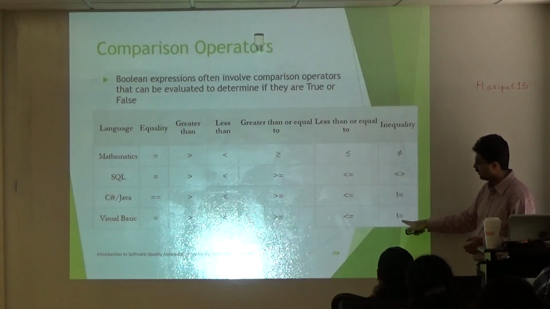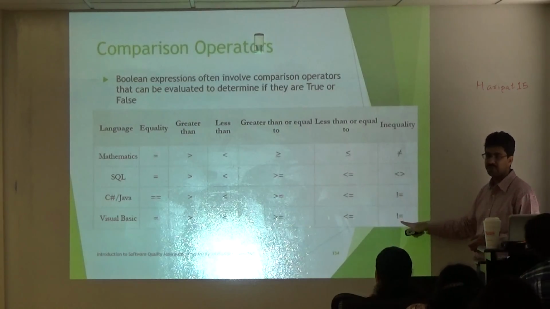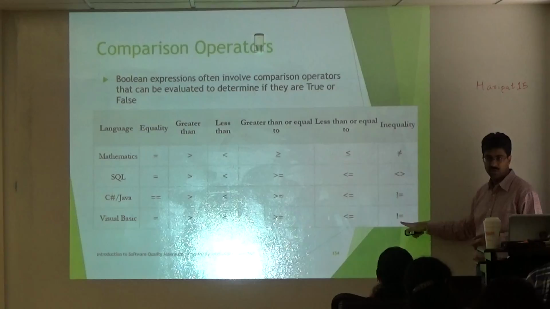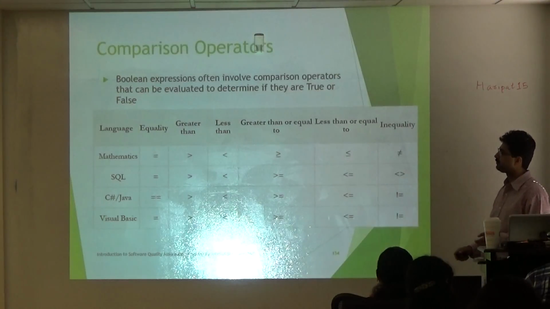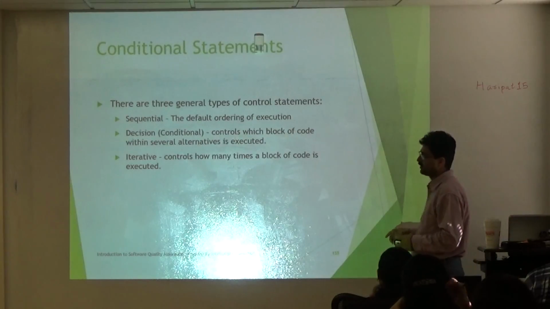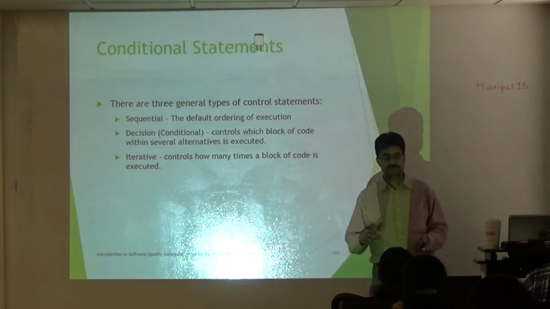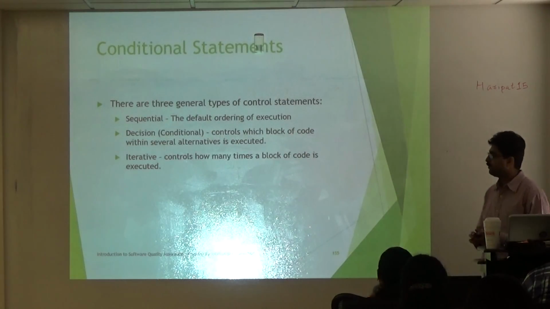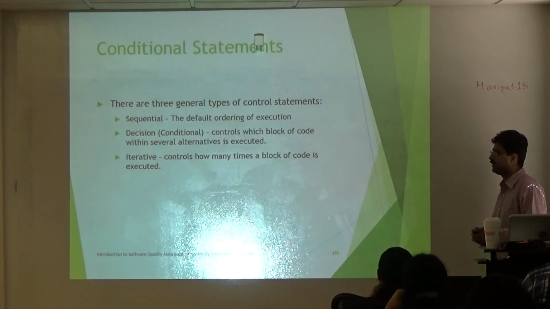So if you want to check for a not-equal condition, you need to make sure there is an exclamation mark in front of the equality. Then you're going to do a conditional statement, and there are different types of conditional statements. The most prominent are three.